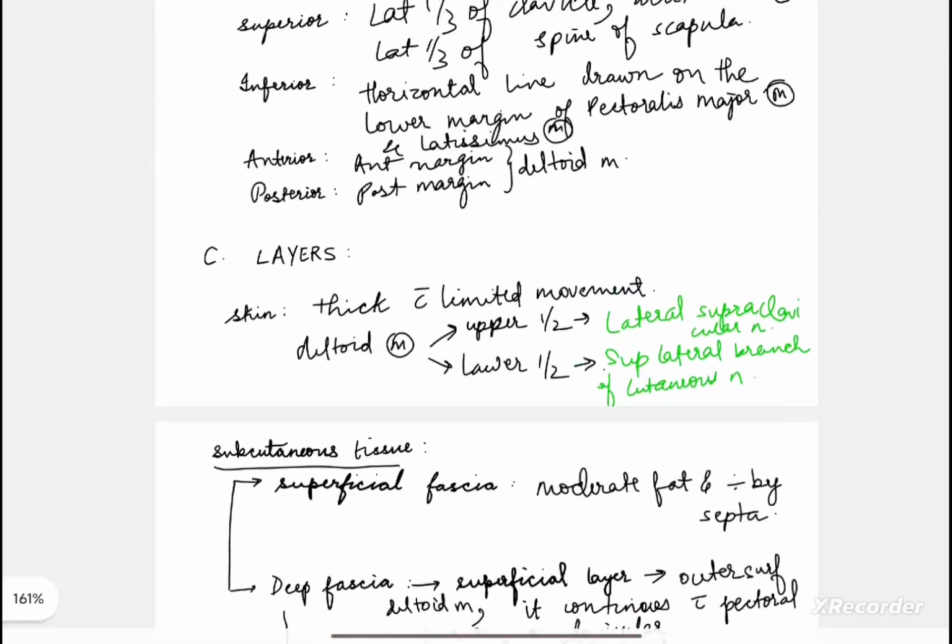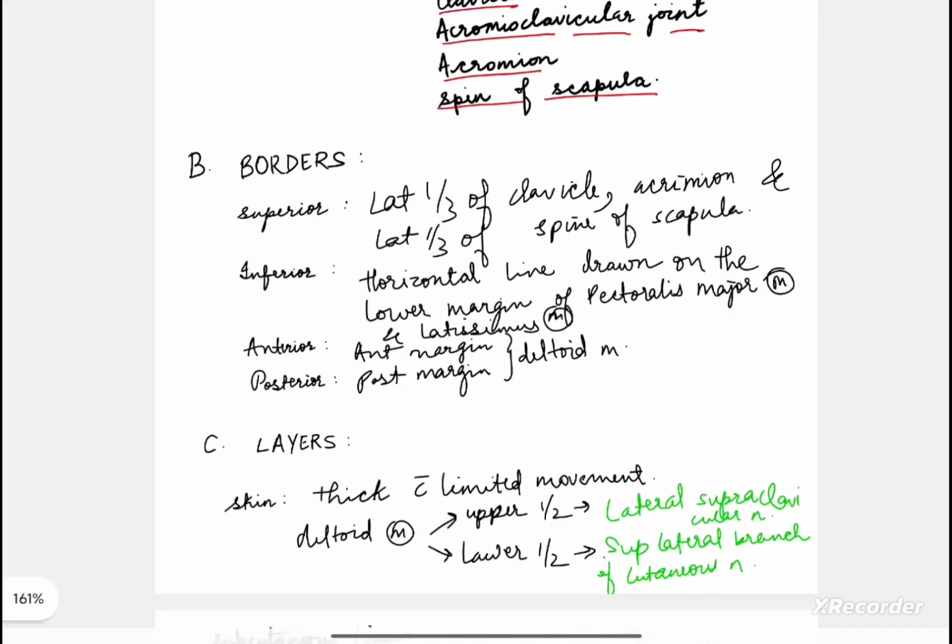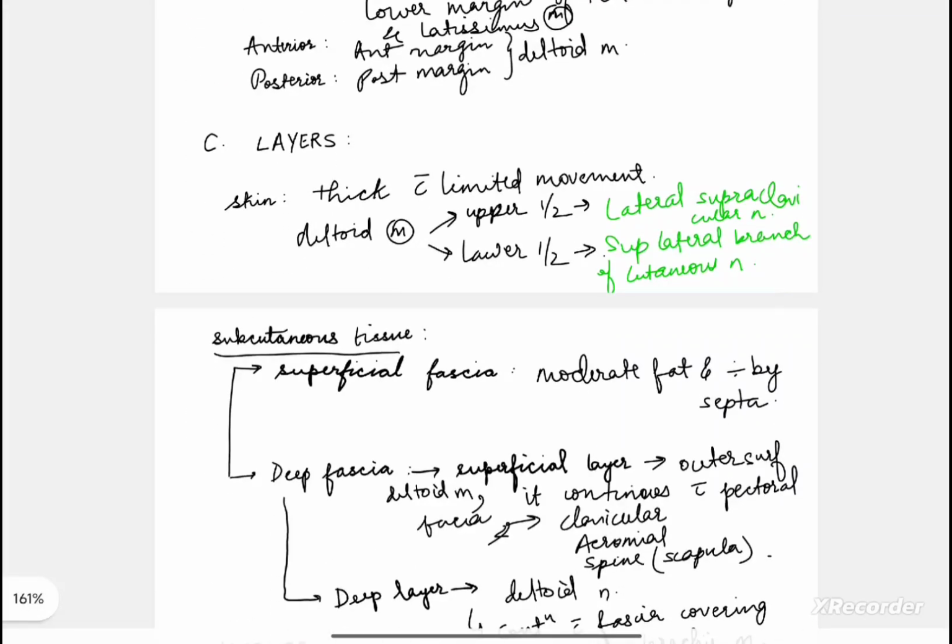Now, till now, we have studied the deltoid region in detail. Just keep in mind all the things that come into this: spine of the scapula, acromion process, clavicle, the deltoid muscle obviously, the deltoid tuberosity of the humerus, and the main nerves: the lateral supraclavicular nerve, which supplies the upper half of the deltoid region, and the superior lateral branch of the cutaneous nerve, which supplies the lower half.